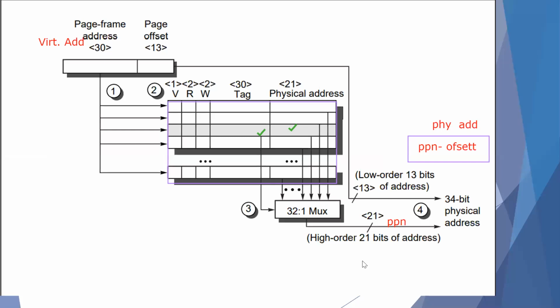So in such a case, the page should first of all be brought in. So if it's a miss here, what should happen? It will not go to cache, it will not go to main memory, it will directly go to virtual memory.